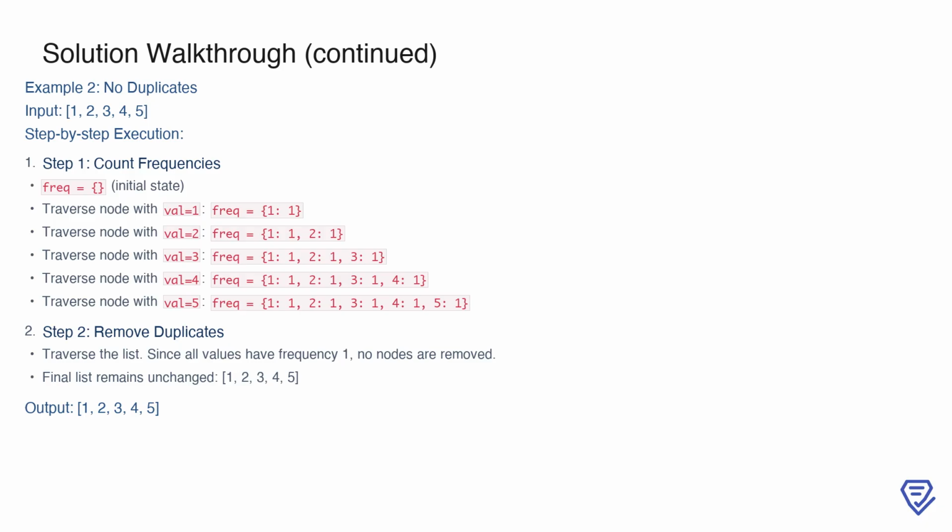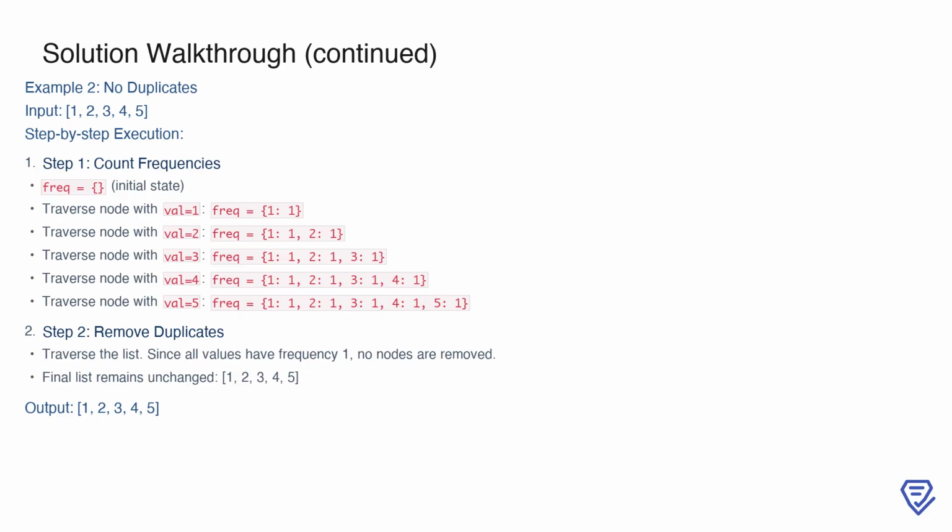In this example, the input linked list is 1, 2, 3, 4, 5, and there are no duplicates. As before, the first step is to count the frequency of each value. We initialize an empty dictionary and traverse the list. Each value is encountered exactly once, so the frequency dictionary becomes {1: 1, 2: 1, 3: 1, 4: 1, 5: 1}. Since all frequencies are 1, there are no duplicates to remove.